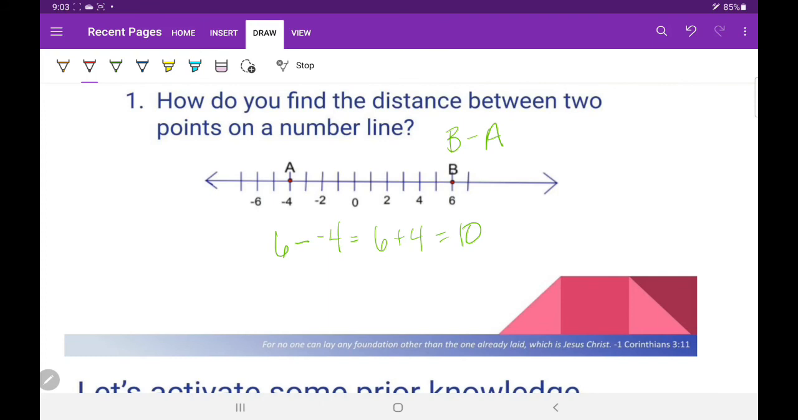In the next lesson, we'll go over this and figure out, is there a formula that we could use that would always work?